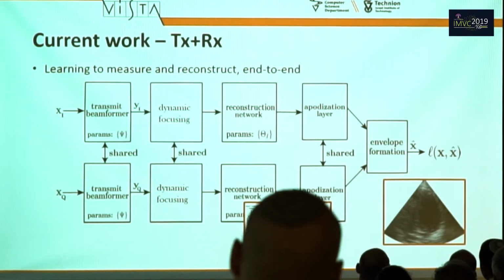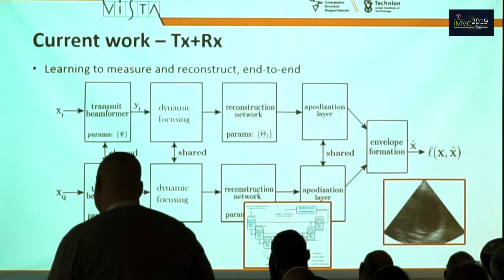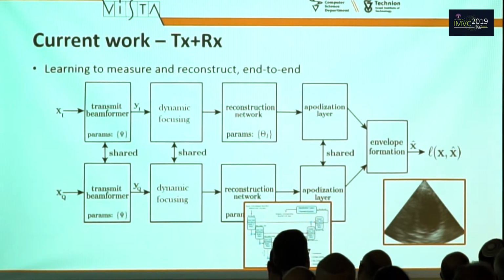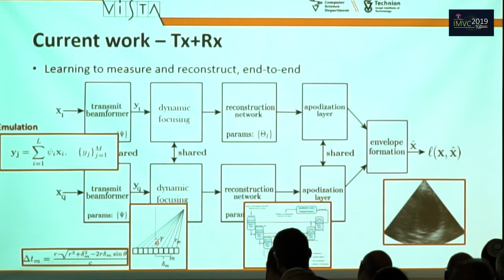Lucky for us, in ultrasound imaging, in first harmonic mode, which is linear in its nature, we could emulate new TX patterns by just combining RX signals. And this is actually what we did. We learned these combinations. Now, in order to make this flow complete, we also incorporated the dynamic focusing, which is the focusing part in the RX, the phase adding in the RX.